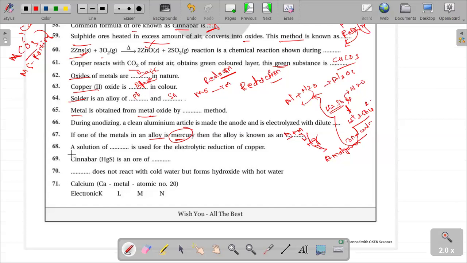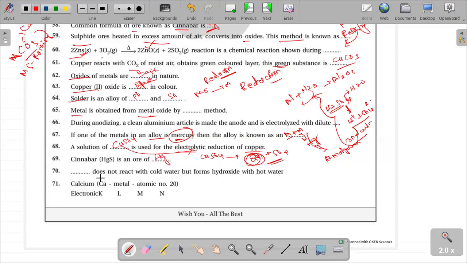And next, a solution of dash is used for electrolytic reduction of copper. So which solution are they using? Electrolytic reduction of copper, this also I discussed. Copper sulfate they are using. From the copper sulfate, you will get the copper and sulfate separately. The copper you will get as a pure substance. So here you have to select CuSO4 as the answer. Next, cinnabar is the ore of mercury.